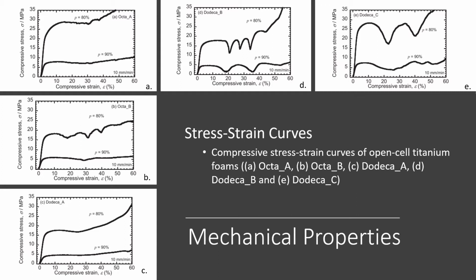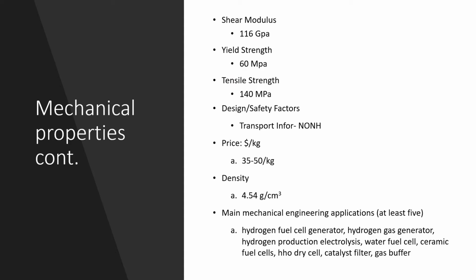The mechanical properties of titanium foam include the stress-strain curve. Around the slide, you will find the different stress-strain curves that occur for titanium foam. Continuing on with mechanical properties, other basic information can be seen to the right. For example, the shear modulus is 116 GPa. The yield strength is 60 MPa. The tensile strength is 104 MPa.